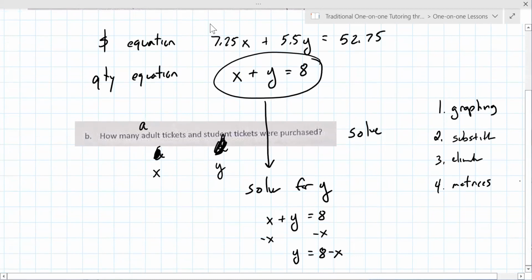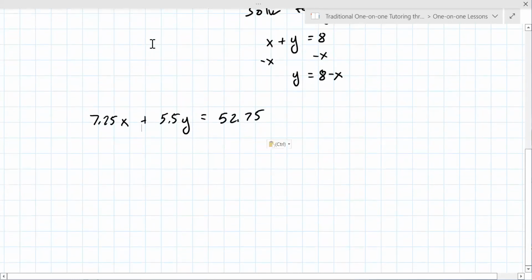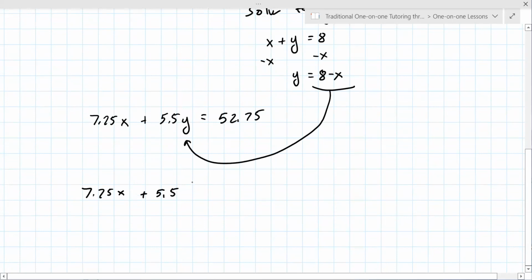Yeah. Okay, so now this is the substitution part. I'm going to take that 8 minus x, and wherever I see a y, I'm going to plug it in for y. So it's 7.25x plus 5.5 parentheses 8 minus x equals 52.75. So you're literally replacing. That's the substitution part.